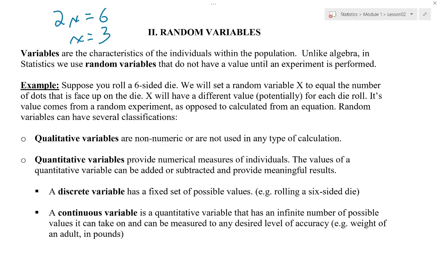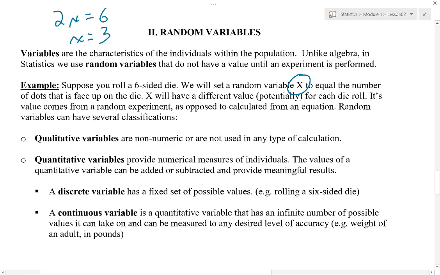Random variables, the idea of a random variable is it does not have a fixed value. It doesn't have a value until an experiment is performed. So, for example, you could roll a 6-sided die. So we'll take a random variable X, and generally we use capital letters for random variables. X equals the number of dots that comes face up on the die. Well, what is X? It's not something you can solve for. You roll the die, however many numbers come up. If 5 dots come up, then X equals 5. If 4 dots come up, then X equals 4. It's not the result of a calculation. It's the result of an experiment.